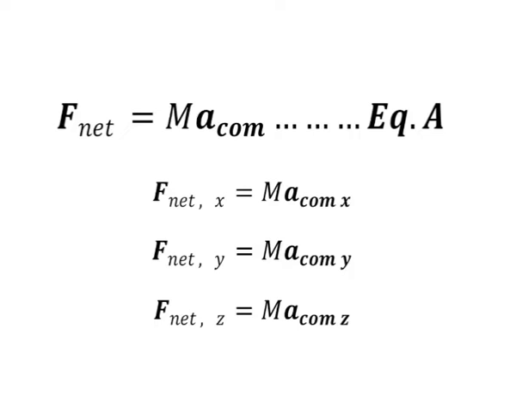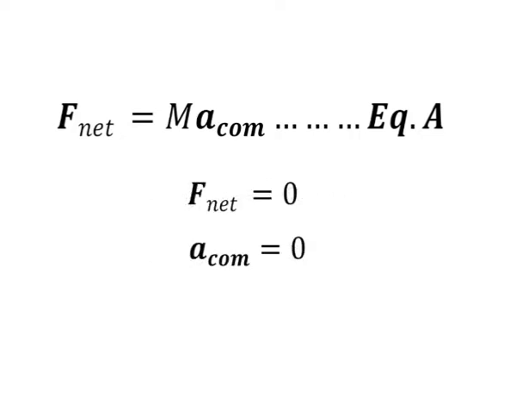Now, we can go back and examine the behavior of the billiard balls. Once the cue ball has begun to roll, no external force acts on the two ball system. Thus, because F net is equal to 0, the equation tells us that a com is 0 also. Because acceleration is the rate of change of velocity, we conclude that the velocity of the center of mass of the system of two balls does not change.